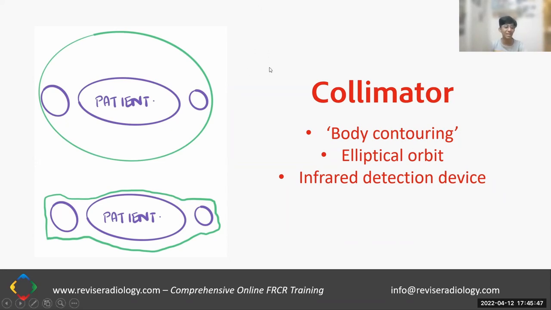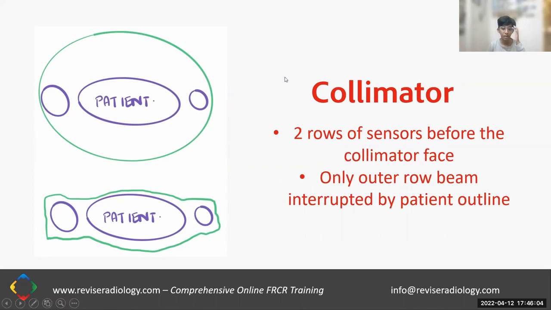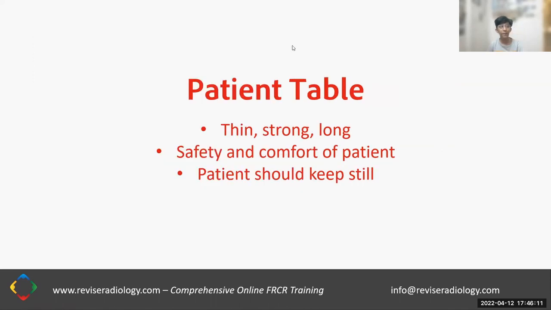So you use different types of systems. You use infrared detection devices. So there's a beam of infrared radiation. The computer is measuring that beam and seeing is it being cut off or not. And you have two rows. You also have these pressure-sensitive safety devices. And that's what we were just talking about just now. Only the outer row beam is interrupted by the patient outline.